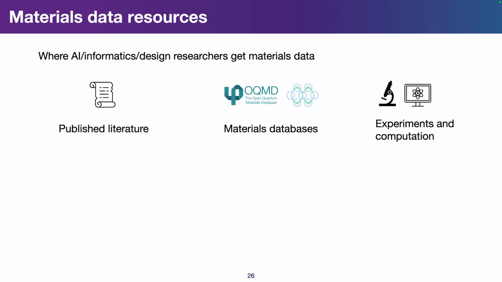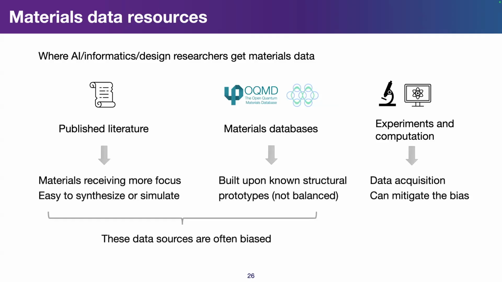To check the data quality, we first see where materials researchers usually get their data. These are the three sources where data come from. However, among them, the published literature and materials databases all have some bias because of human preference or the unbalanced distribution of known knowledge. So there's a bias, but we can use experiments and computation to acquire new data and hopefully mitigate this bias.